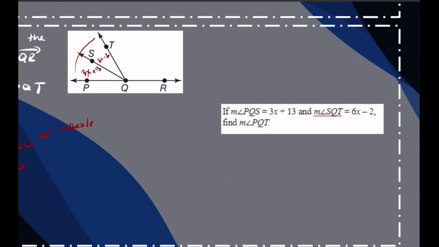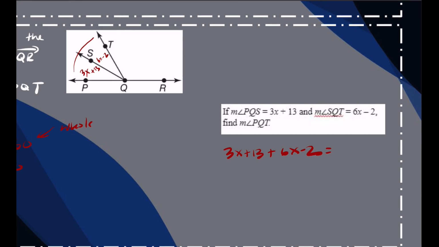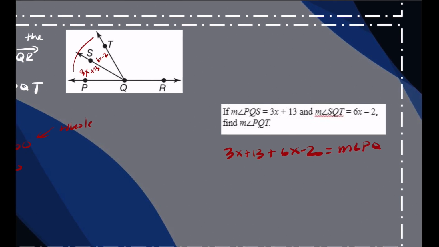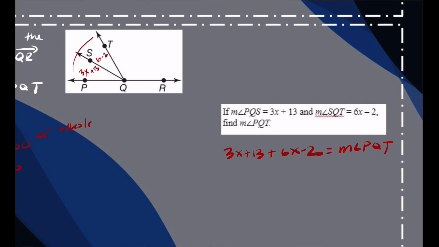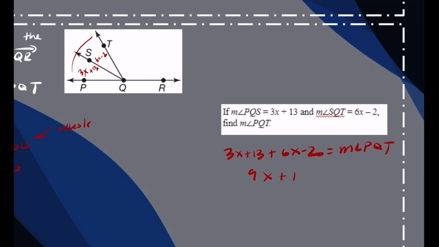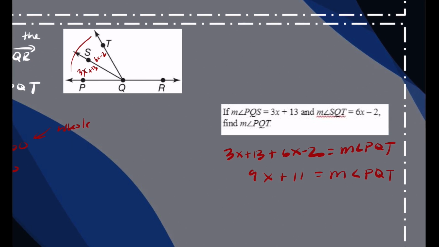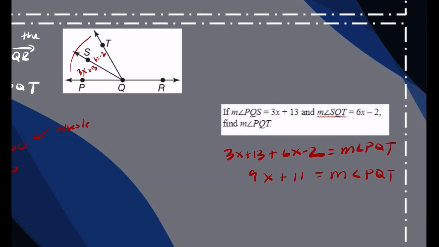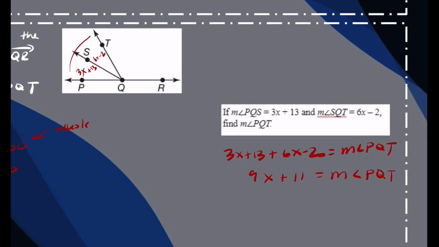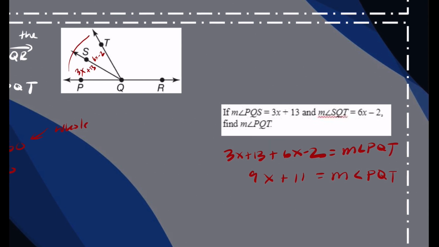Okay, let's go ahead and just set up the problem that we've done before, right? We have 3x plus 13 plus 6x minus 2, which is equal to this whole thing here, which is measure angle PQT. Okay, so you do the regular thing. You're going to combine like terms, and you get 9x plus 11, which is equal to measure angle PQT. Okay? So now, you're probably confused, right? What the heck? You can't do anything on the other side. If I subtract both sides by 11, well, you can't subtract anything here.